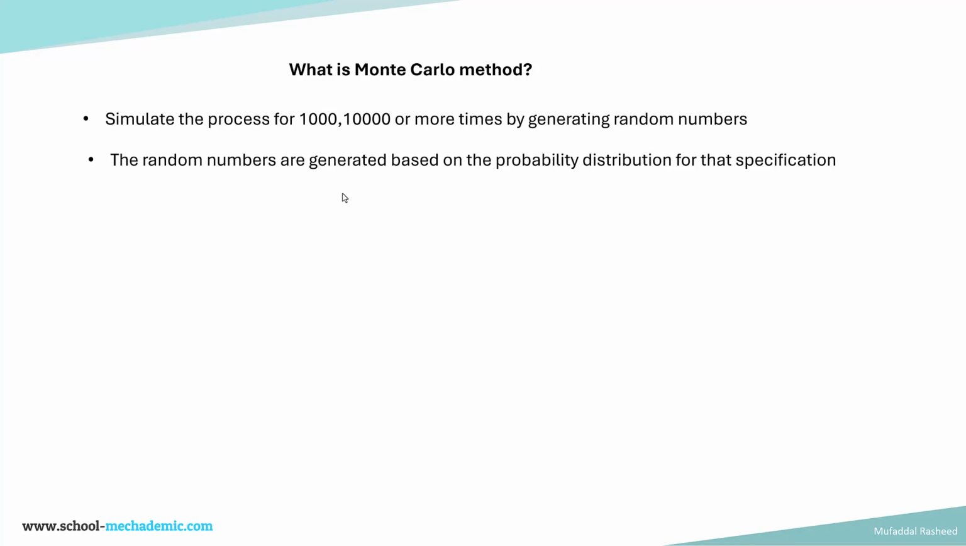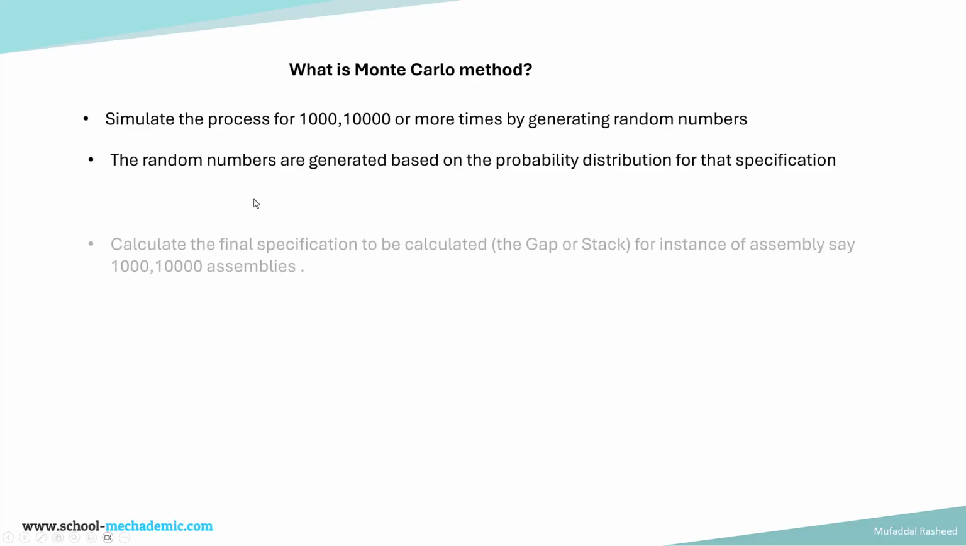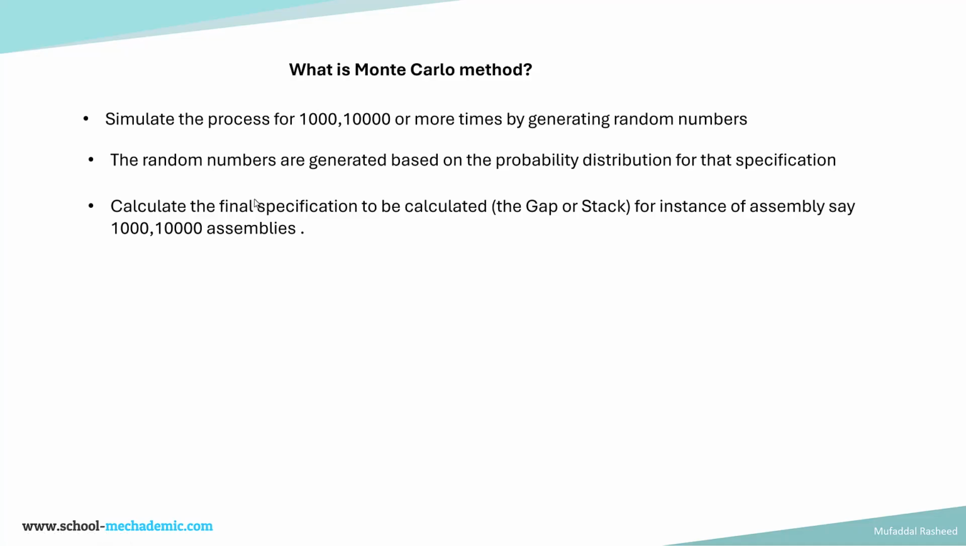What is the probability of that specification being at its lower limits versus at its upper limits versus the mean? So that is the probability distribution. Based on that, the random numbers are generated. Then the final specification is calculated, which is nothing but the gap or the width. As we had seen earlier, the three blocks are coming together to form a width. So that specification is then calculated for the instance of the assembly for 1000 or 10,000 assemblies. Of course, the more assemblies, the more refinement you will get in the final distribution.